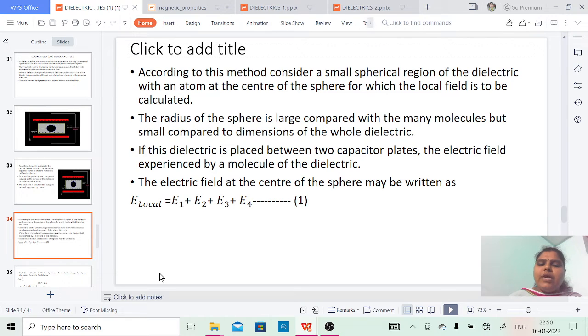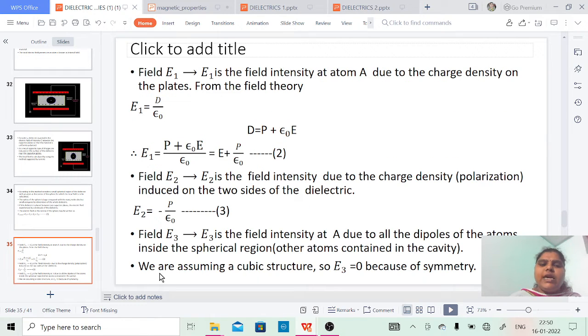The local field at the center of the sphere may be written as E local equals E1 plus E2 plus E3 plus E4. Let us see what those four are. Field E1 is the field intensity at atom A due to the charge density on the plates. From field theory, E1 equals D by epsilon naught, where D equals P plus epsilon naught E. Replacing D, we get E1 equals E plus P by epsilon naught.